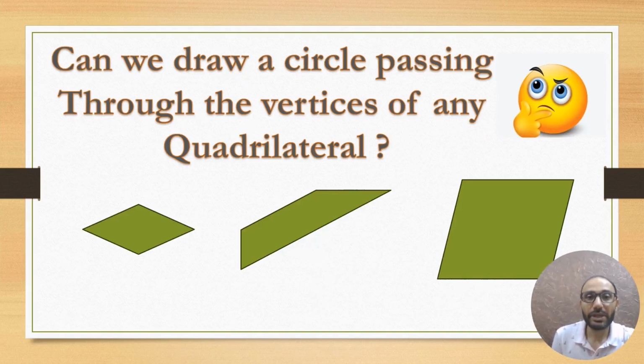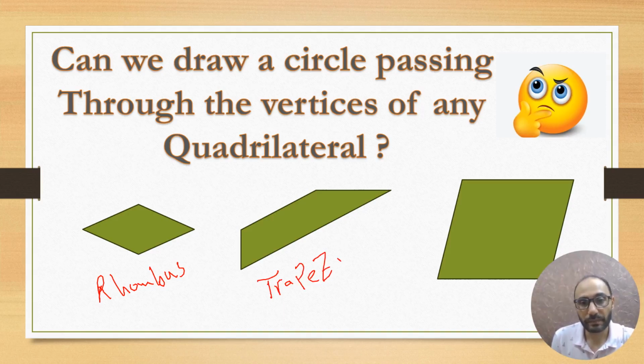Next, can we draw a circle passing through the vertices of any quadrilateral? Any quadrilateral, can we draw a circumcircle that can pass through its four vertices? Let's try together. Think about the rhombus. Who can tell me what is the name of this shape, this quadrilateral? Yeah, it's a trapezium or trapezoid. And what about the third one here? Yeah, it's a parallelogram.